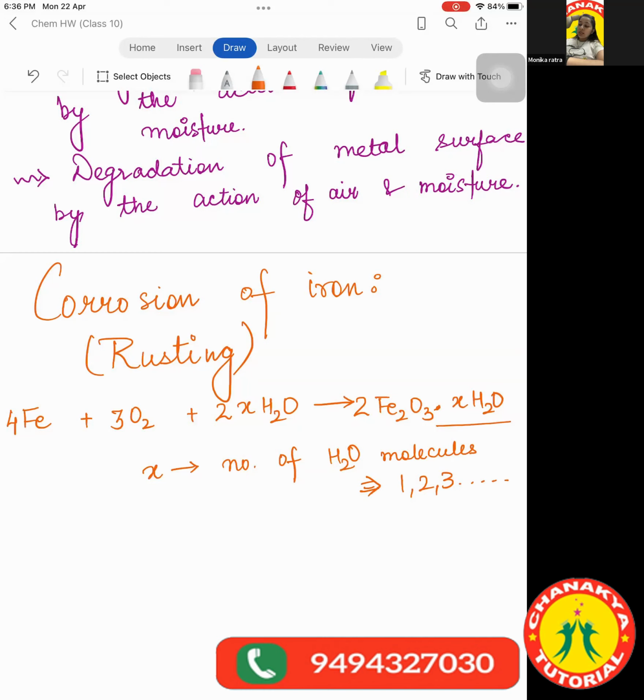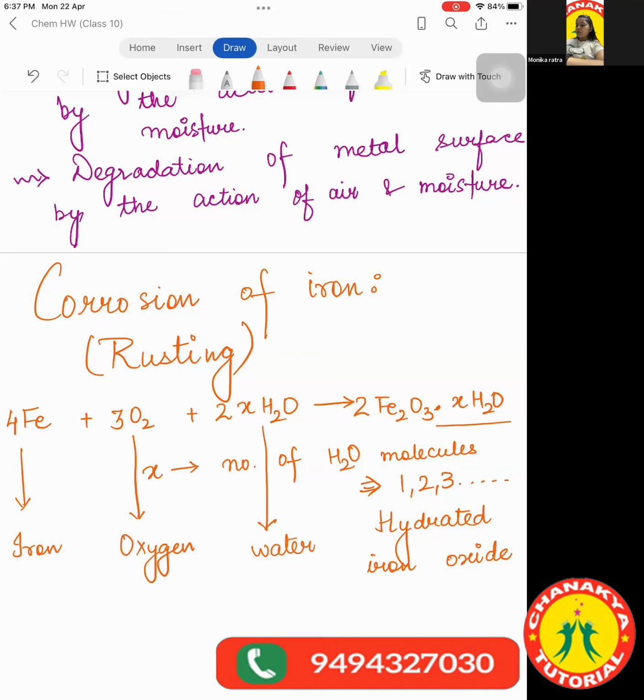Now, what are the names of the reactants and the products? The product which is formed is hydrated iron oxide. And this you already know, it is iron. This is oxygen, and that's water.